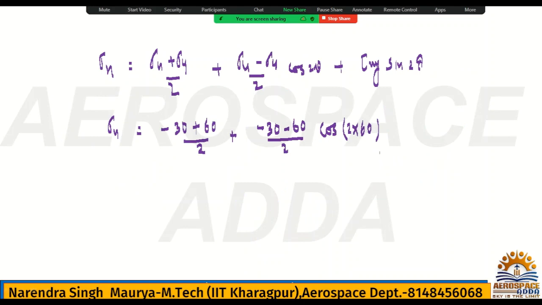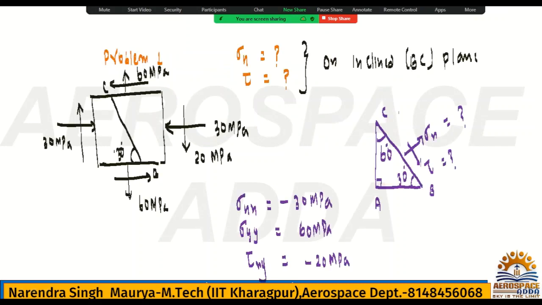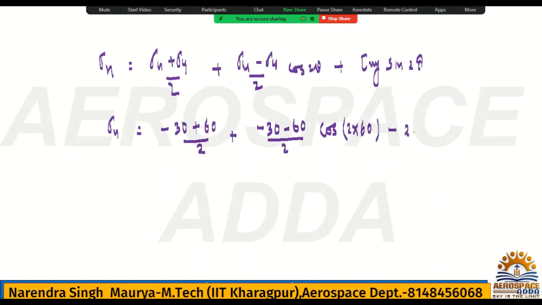Then tau xy is negative, so what is the value of tau xy? It is 20, so minus 20. All values are in megapascal, so nothing to worry. Tau sin 2 into 60. So this will be the value of sigma n. It should be 20.18, nearby 18 megapascal. This value is positive, so take it as it is, because chances are there for it to be negative also.